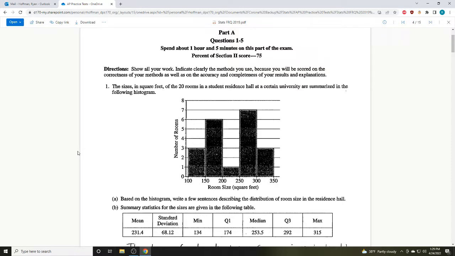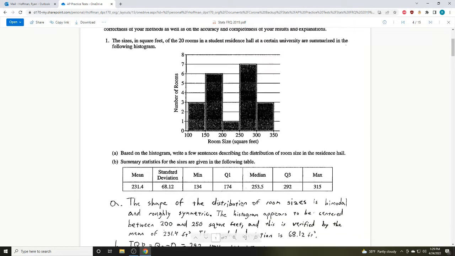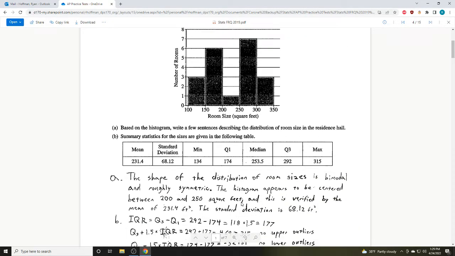All right, we will start here with number 1, which gives you a histogram and starts by asking you to write a few sentences describing the distribution. Anytime you're asked to write a few sentences describing distributions or comparing distributions, probably a good clue that you are using shape, center, spread, which is exactly what they're looking for.